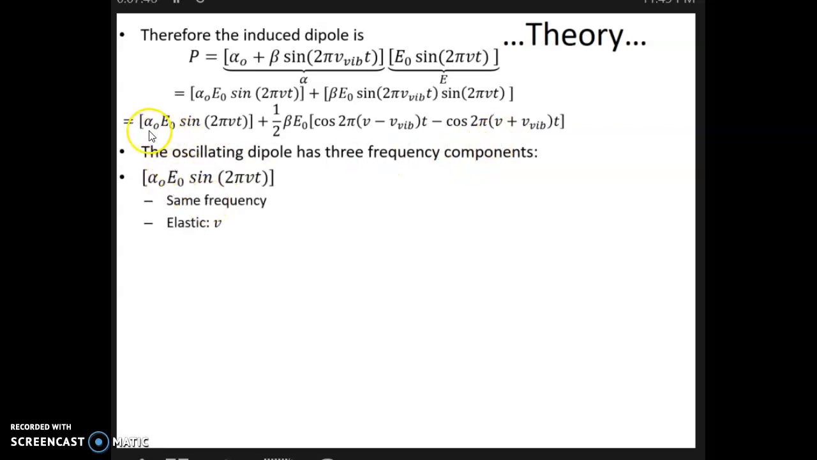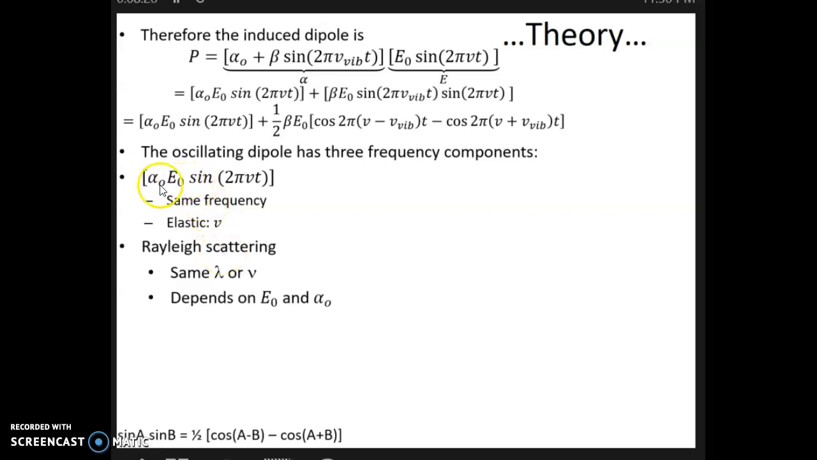The first component is E naught sine 2 pi v t. The particular frequency of this is the same as the incoming light, which is v t. So the light characterized by this expression is called elastic scattered light. It's at the same frequency as the incoming light. It's still scattered, it can be in a different direction, or it can be in the same direction, but it's scattered at the same frequency as the incoming light.